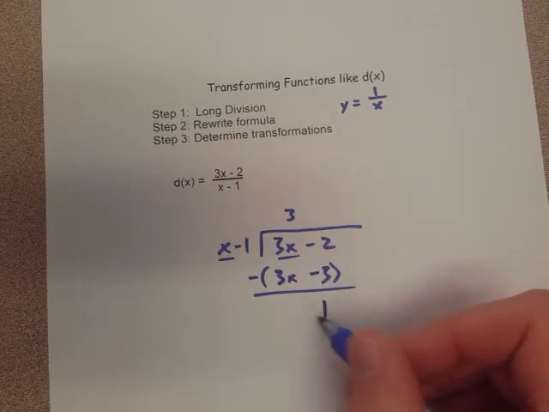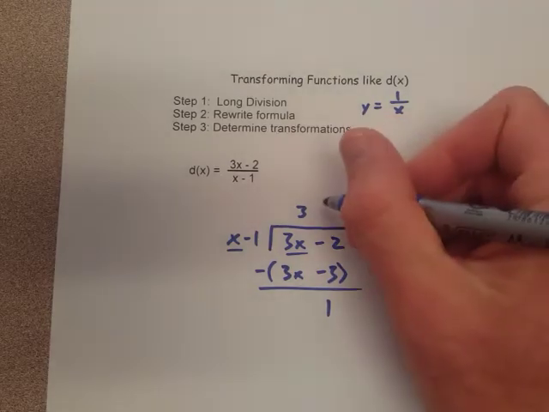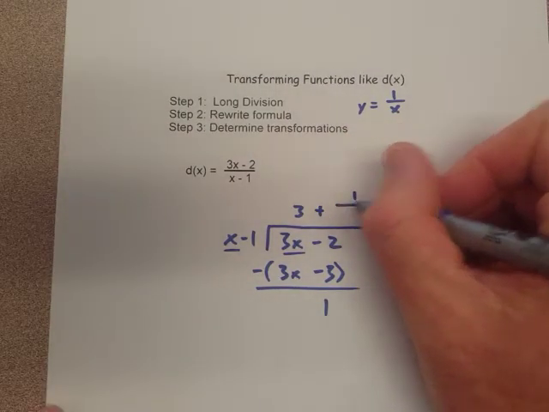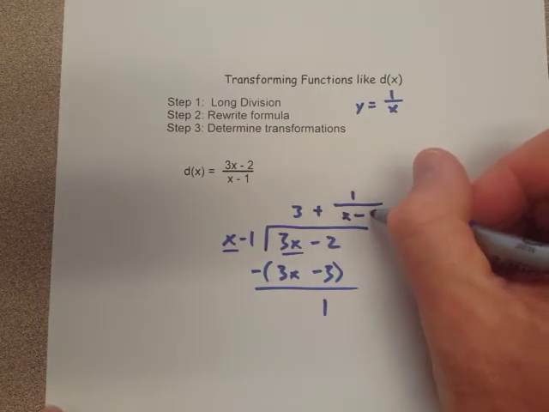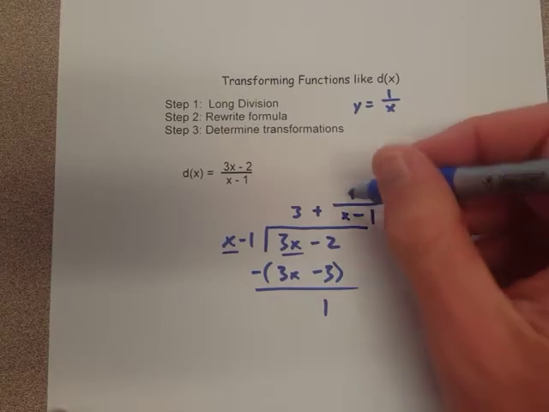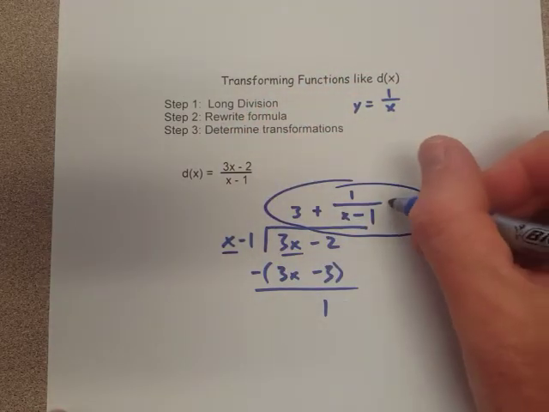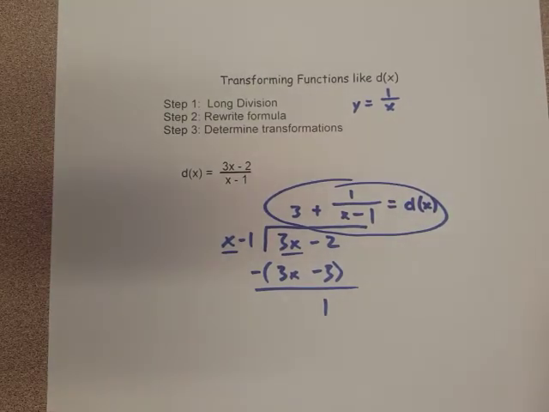Now this is the remainder, and so when we're rewriting that, you express a remainder in a division problem as the remainder divided by the divisor, and in this case it's x minus 1. So here is our result when we divide these two. We've got this thing right here. That's going to be our d of x. That's just a different form for d of x.